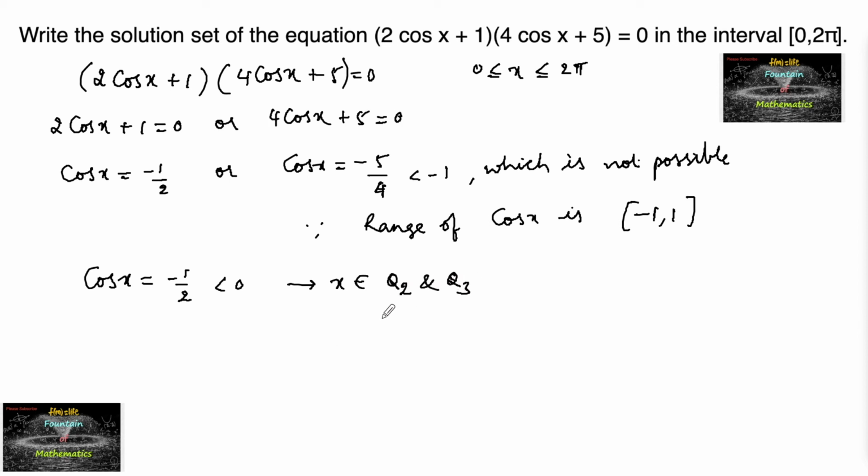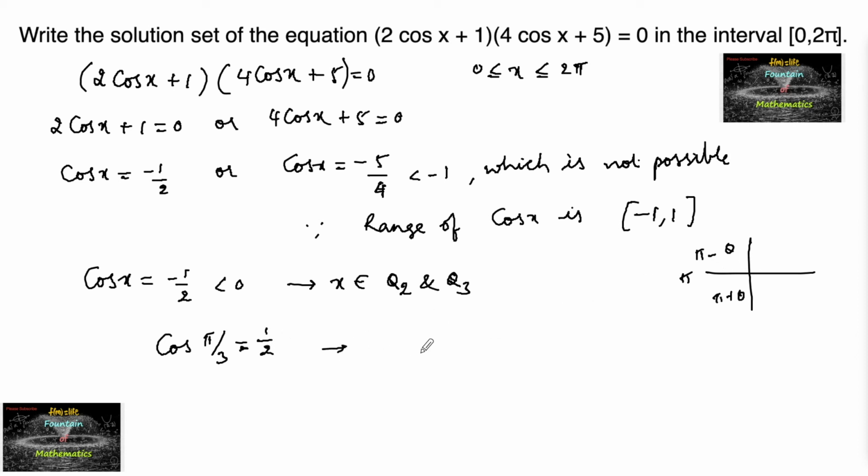It can be in the second quadrant or third quadrant. So it can be either pi minus theta or pi plus theta. Since cos 60 degrees is 1 by 2, that is cos pi by 3 is equal to minus 1 by 2. Cos pi by 3 is equal to 1 by 2, sorry.